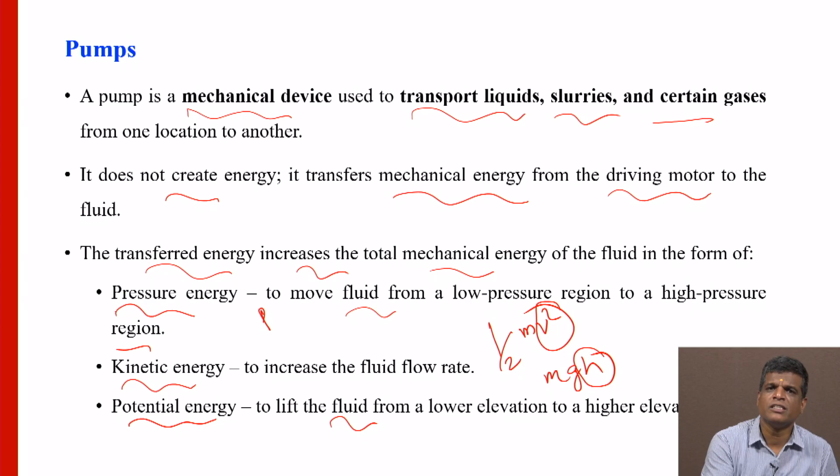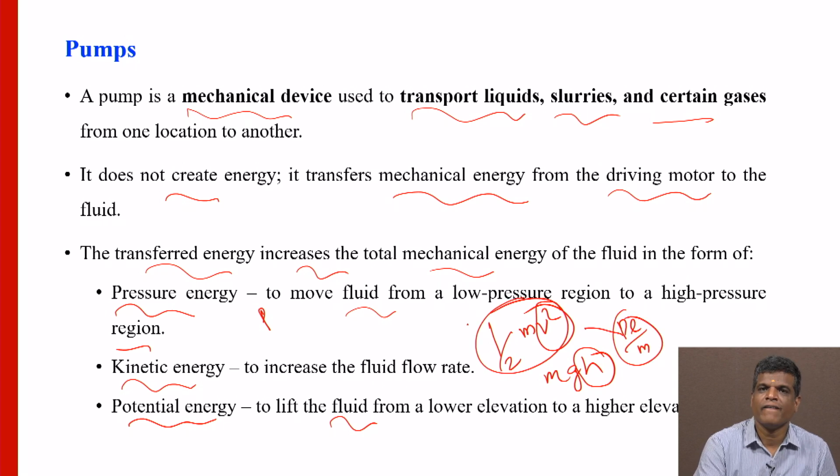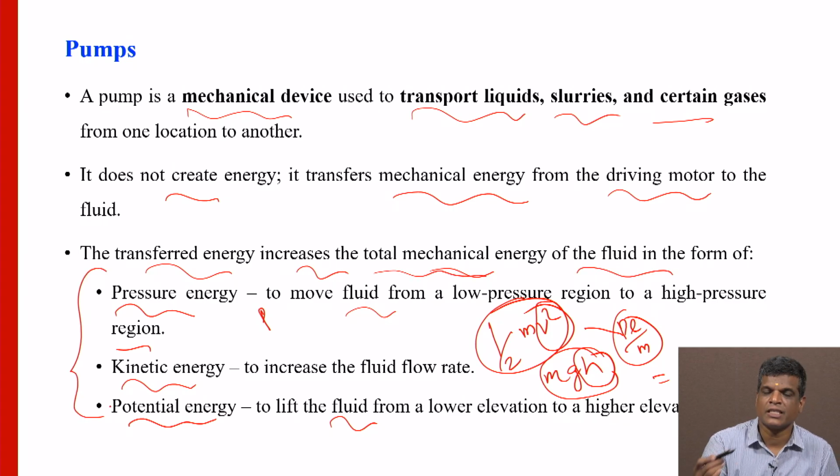So these are the three types of energy. We already discussed the Bernoulli equation. The first term is P by rho, that is the pressure. Then 1/2 v squared, that is the kinetic energy. Then gh is the potential energy. Adding these three types of energy together, plus how much Q and W. That's the famous Bernoulli equation, and from there we derive this. So the transfer of energy increases the total mechanical energy of the fluid in the form of these three types of energy: pressure energy, kinetic energy, then potential energy.